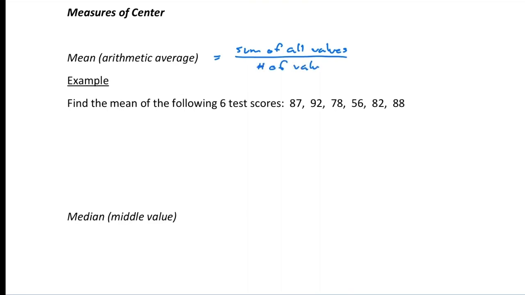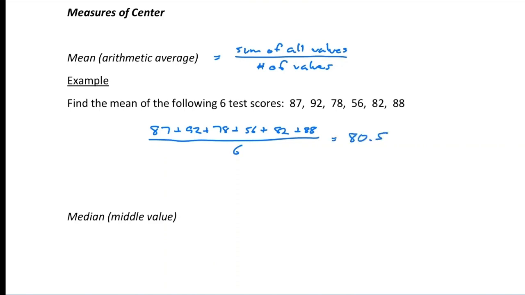So for example, if we have the 6 test scores shown, if I want to find the mean of those test scores, the arithmetic average, I'm simply adding them together. And I'm going to divide by 6 since there are 6 of them. Dividing by 6 gives us an average of 80.5. And so when we hear things like what is the average test score, what is the average temperature, we're really talking about statistically the mean of that data.